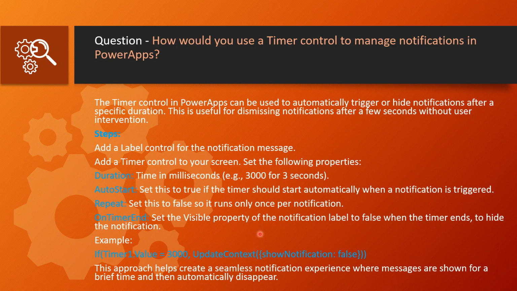OnTimerEnd is also a property of the timer. Here you need to define the Visible property of the notification label, and you need to set false or true on the basis of that. So what is the example for that? If Timer1.Value is equal to 3000, UpdateContext showNotification to false. Here you need to update this. So by using this approach, you can create a notification experience for the user when you want to show any message, and after some time you want the message to disappear from the user interface.